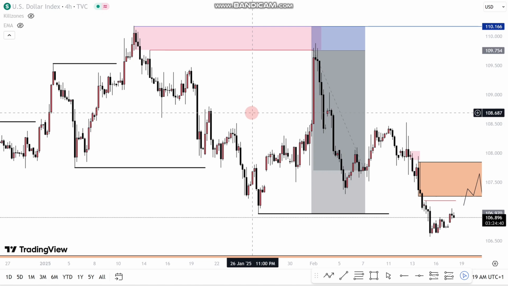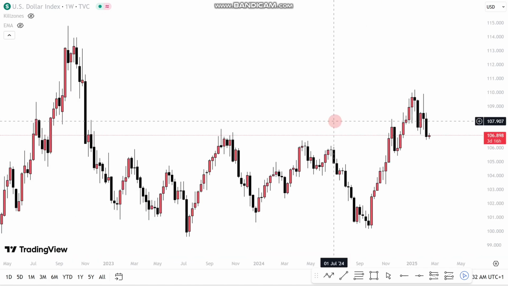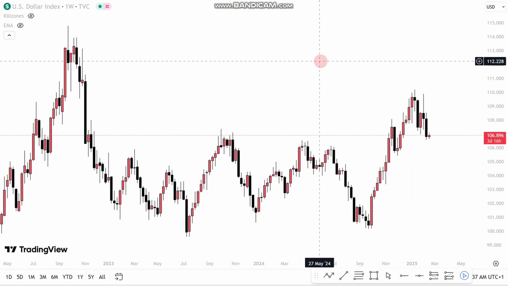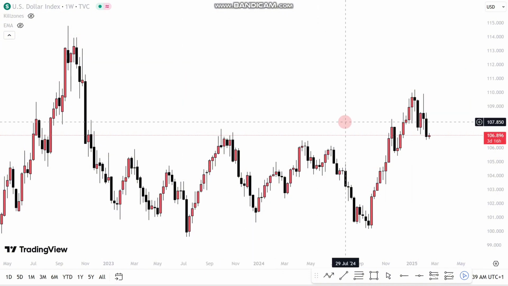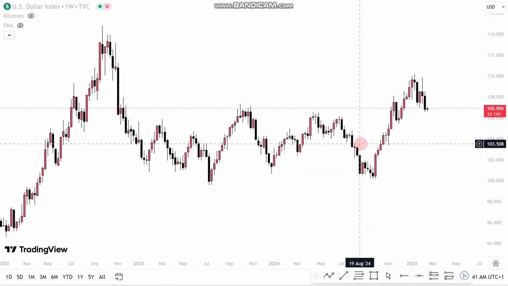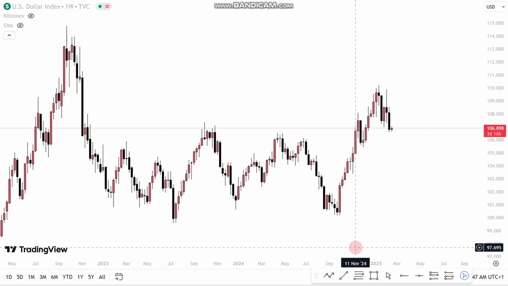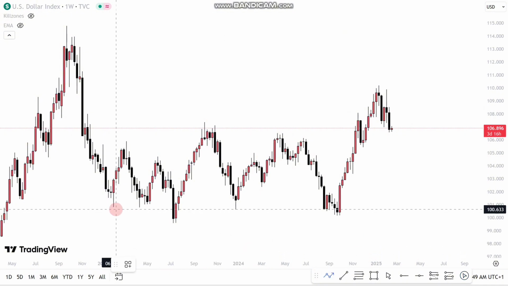So first off, I start from the weekly time frame. On the weekly time frame, I look at structures first. I want to read what price is doing on the weekly time frame. I want to know if price is bullish or bearish. If it is bullish, we're looking to take more buys than sells. Okay, so right here, let's start from here.